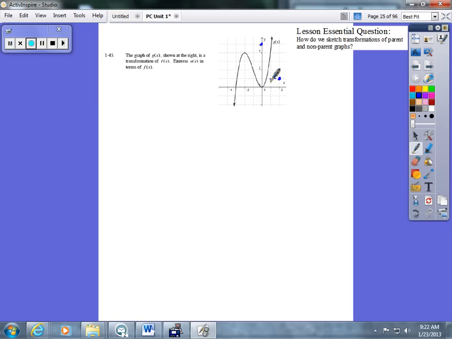So this point here looks like it got shifted to the left 2 and down 1. Does this one match? Left 2, down 1? Yes, it does. So I'm looking for an equation that goes left 2, down 1. So I'm going to do g of x equals f of x, left 2 will be plus 2, inside and opposite, and down 1 would be minus 1.